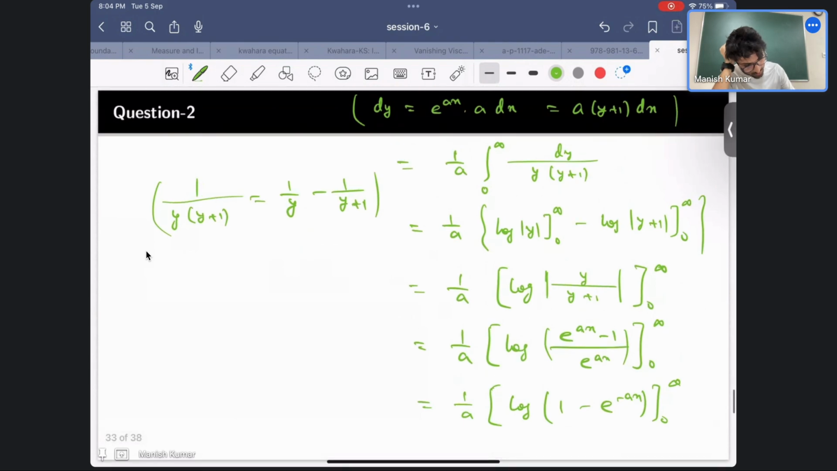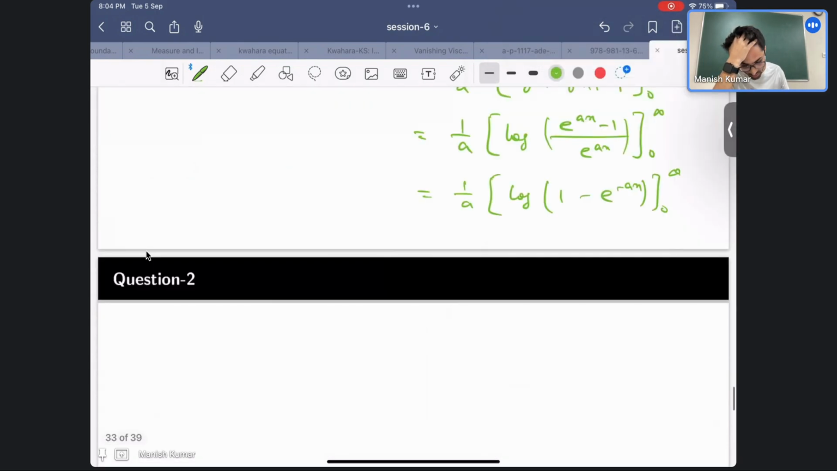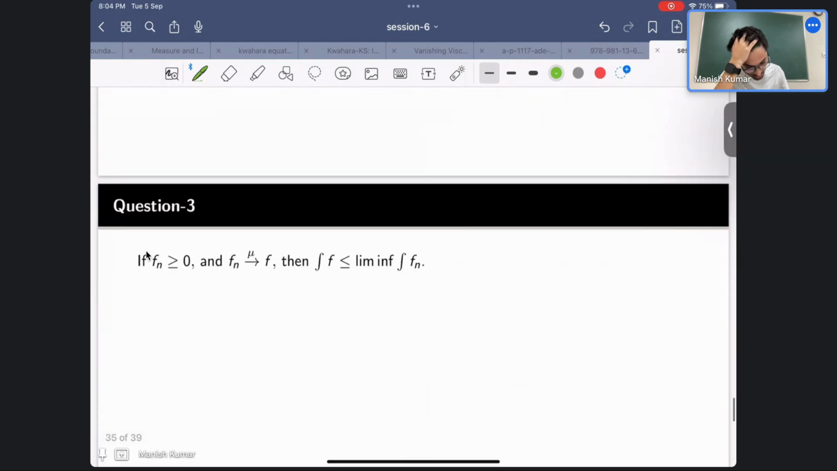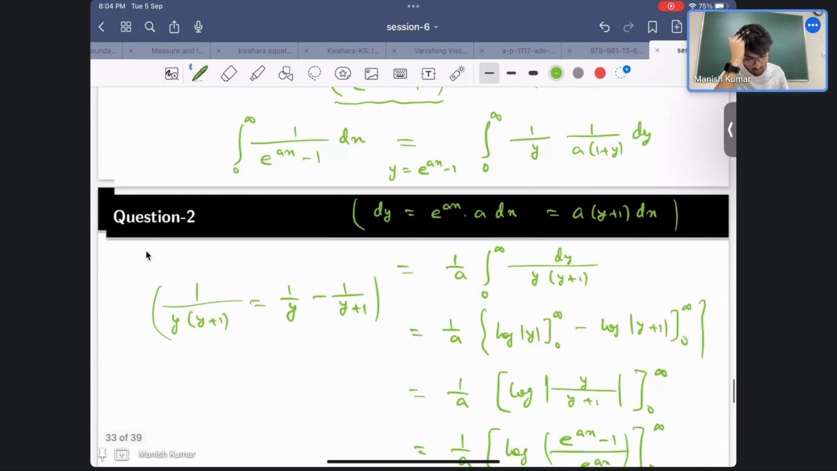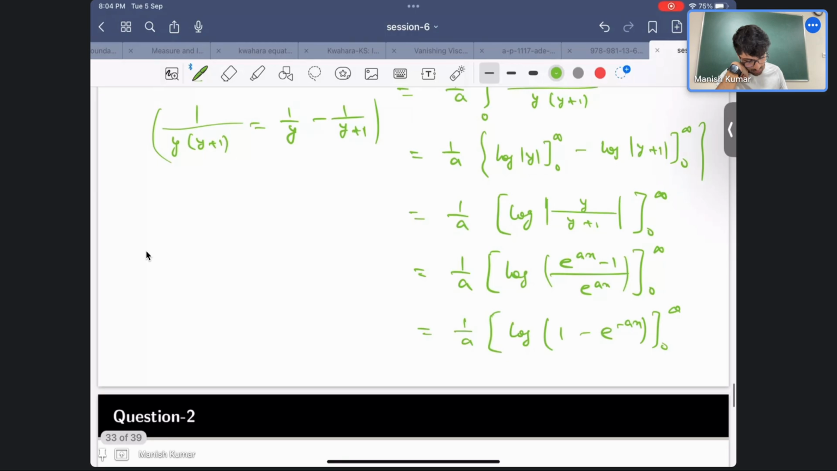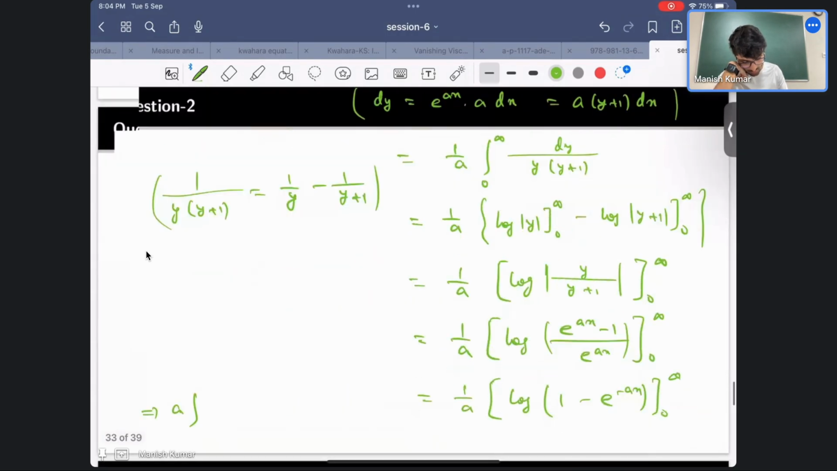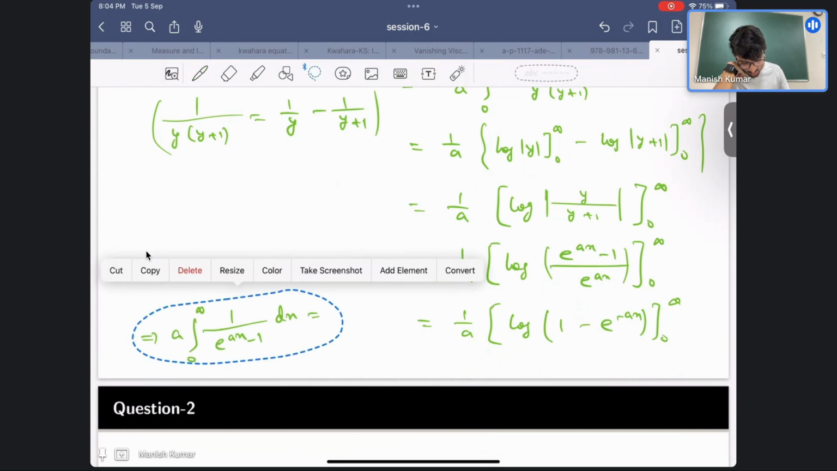Can you do this part on your own, or should I write all the calculation? What do you want? Tell me. I mean, it's just calculation. Okay, so maybe I'll write.